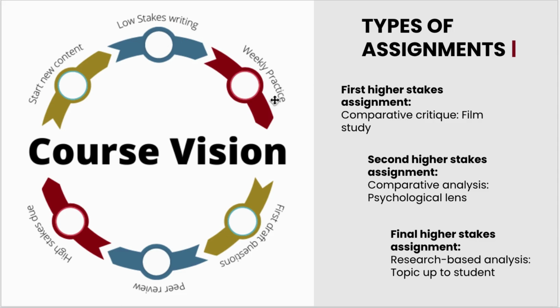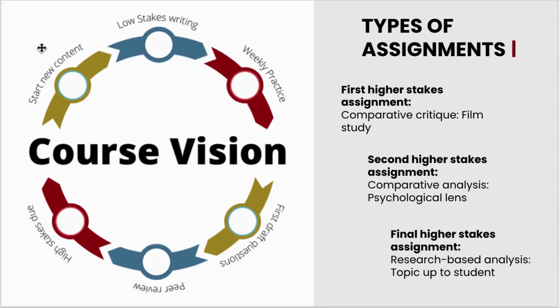And so then there's basically an outline of how each higher stakes unit could work, something like this, where it is just a cycle that continues to go. So you start with the new content, whatever that may be. Maybe it's comparative critique or something. Do low stakes writing that involves elements of comparative critique, or comparative analysis, or research-based analysis, whatever it may be. So you do the low stakes writing, which is like the weekly practice. Then you have first draft questions, which builds into peer review, and that goes to the higher stakes assignment being due. And then it starts over with the next unit.